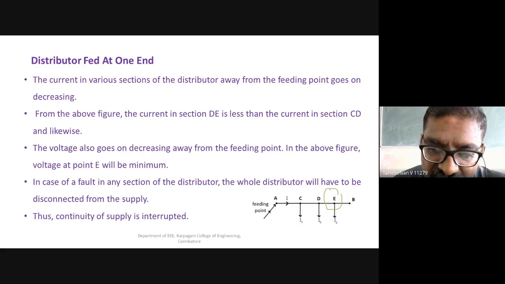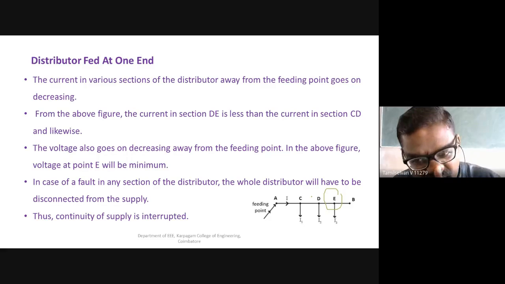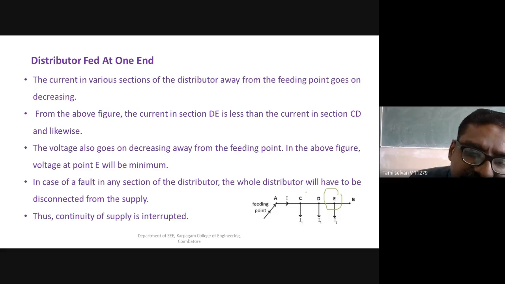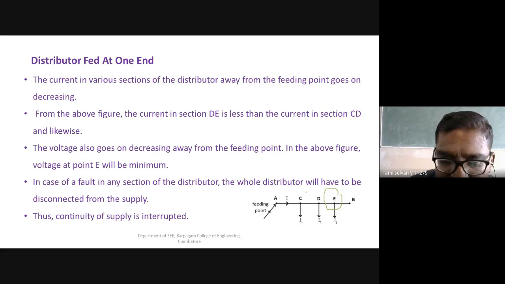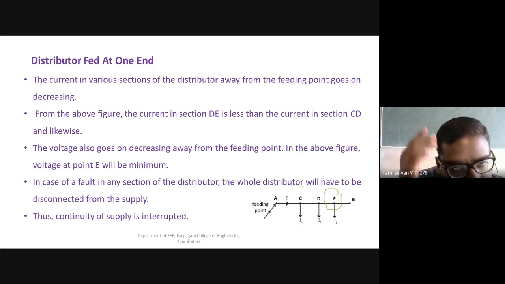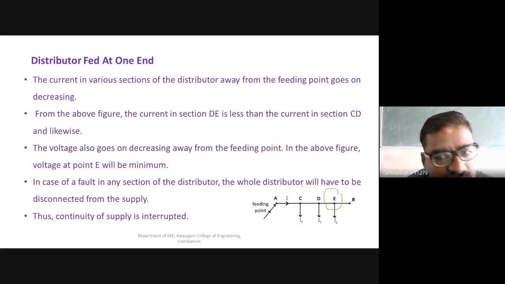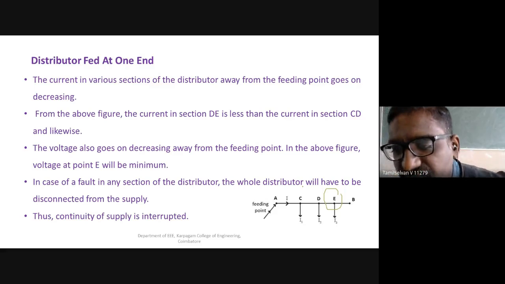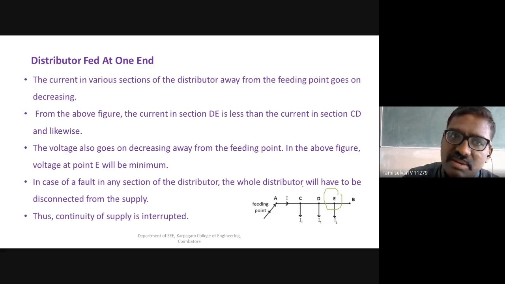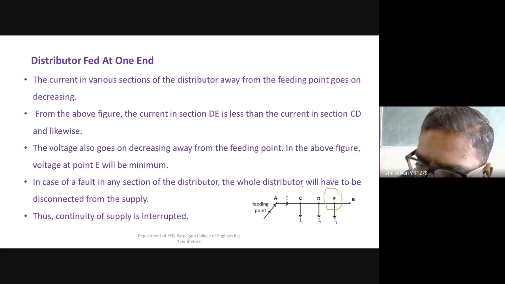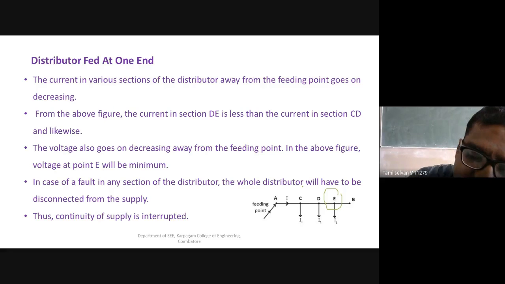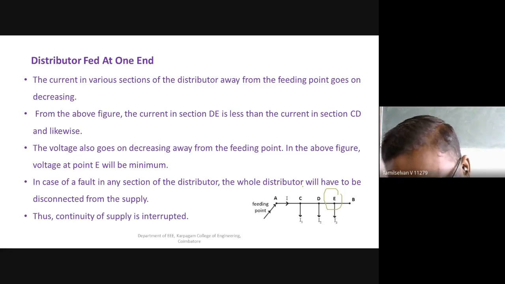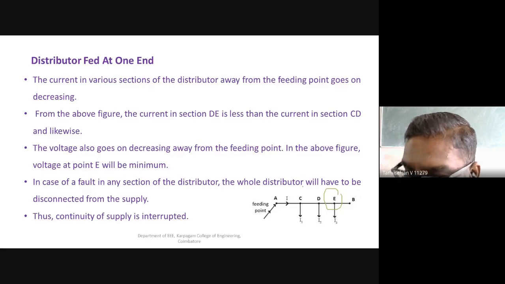If any fault occurs in the distribution, the whole distribution system will be disconnected from the supply and the continuity will be interrupted. This happens when a distributor is fed at one end. Normally they will give this type of feeder and ask you to calculate at which point the potential is minimum.